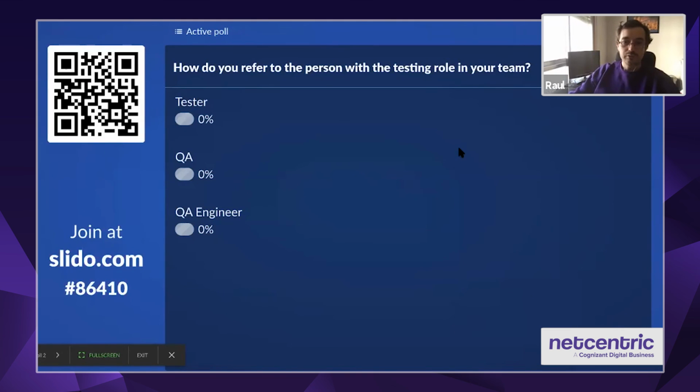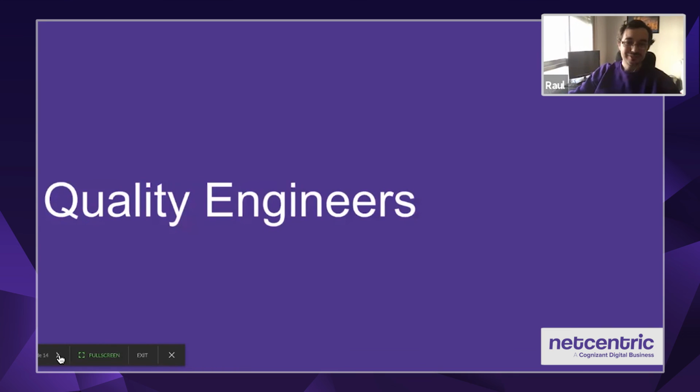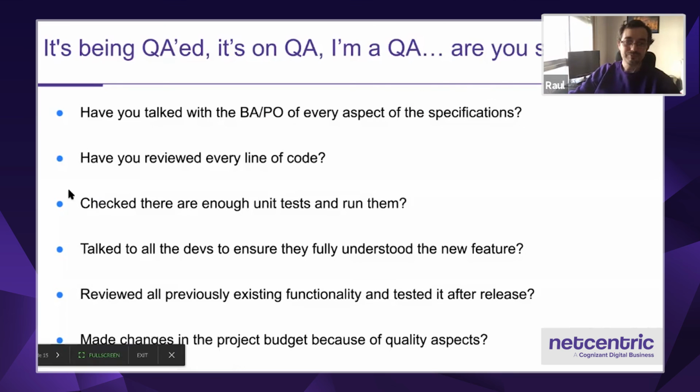So another quick question, and that will be the center of the last section of this talk. How do you refer to the person with the testing role in your team? Is it the tester? Is it the QA guy? Is it the QA engineer? Let's go for it. I'll give you my answer. Hopefully the QA guy is not your preferred choice. I don't want to meddle with your answers, but quality engineers. It's being QA'd, it's on QA, I'm a QA.